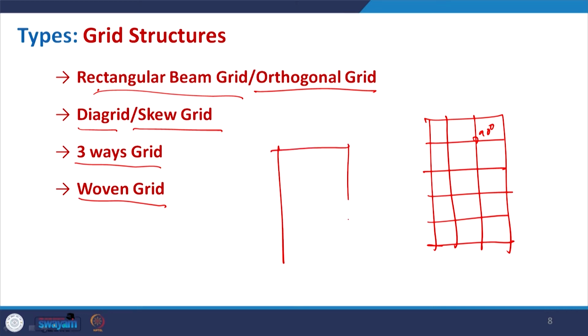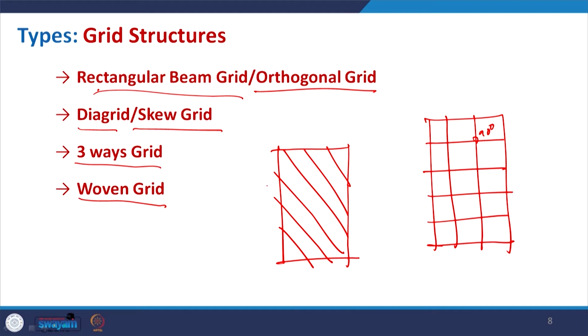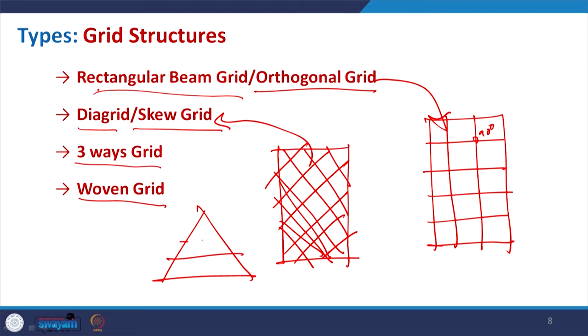Diagrid is where the members are not parallel to the end support, so it will have some diagonal or angular members. This is your diagrid or skew grid, and it may vary uniformly, or sometimes an irregular grid may form. Three-way grid refers to a grid of triangles, where triangulation takes place so that it can develop the grid pattern.